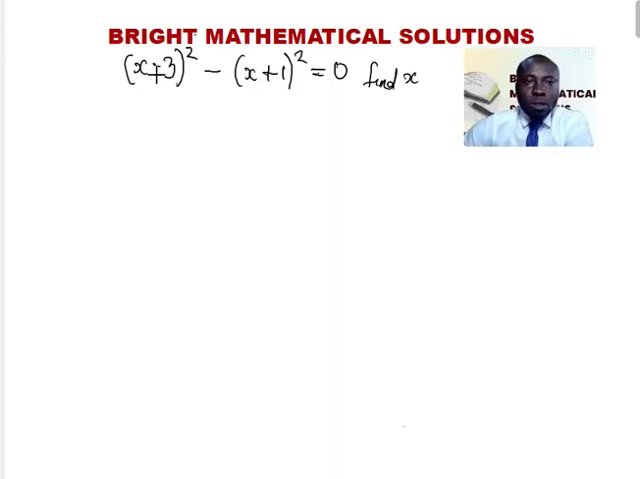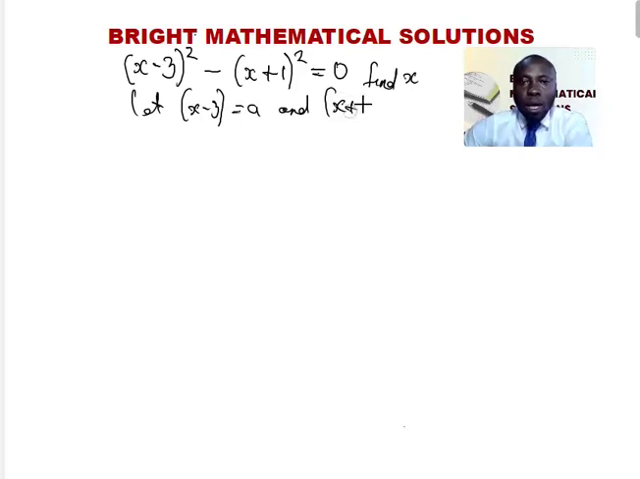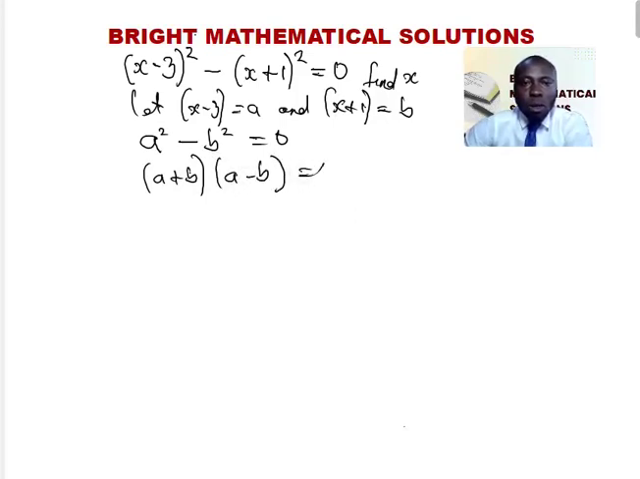Given (x - 3)^2 - (x + 1)^2 = 0, the question says find x. Let x - 3 = a and x + 1 = b, such that the expression becomes a^2 - b^2 = 0. Now, from the difference of two squares, we can rewrite this expression to become (a + b)(a - b) = 0.